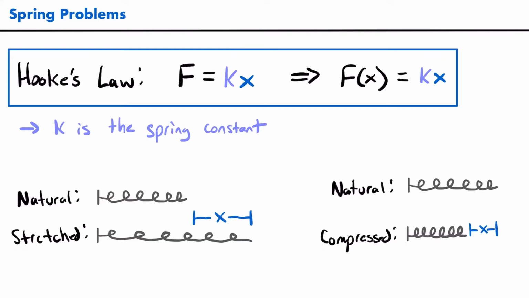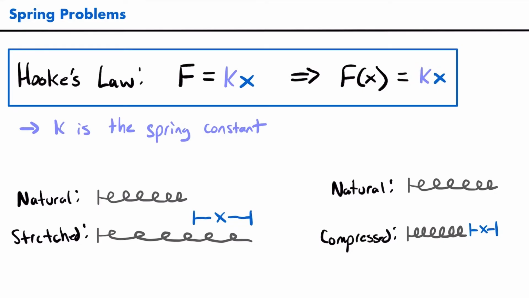Now, the spring constant is just a measurement of a spring's stiffness, right? How easy or how hard is it to stretch or compress a spring? If you're familiar with springs, you know that some of them are a lot easier to stretch or compress than others. So that's essentially what k is, the spring constant. It's just a measurement of how hard a spring is to stretch or compress. And from Hooke's law, which says that the force is equal to that spring constant times the distance that we want to stretch or compress, we have our force function, capital F of x, which is equal to that spring constant times that distance x.